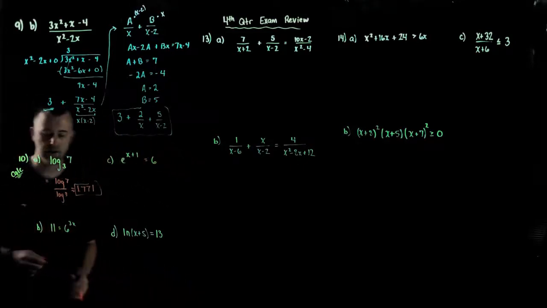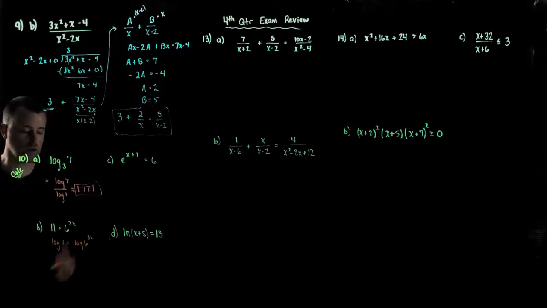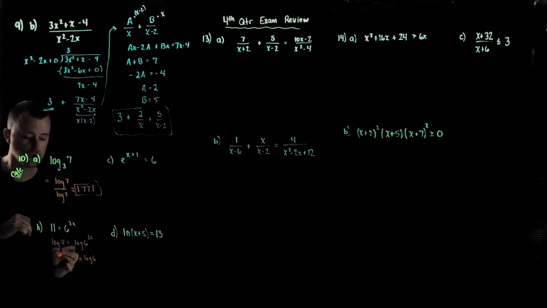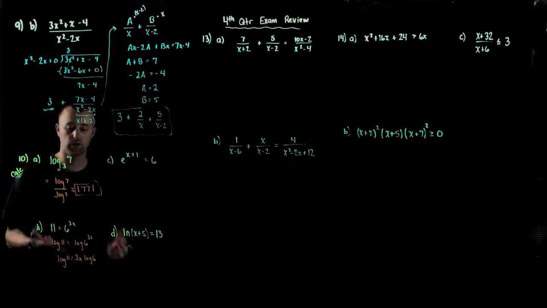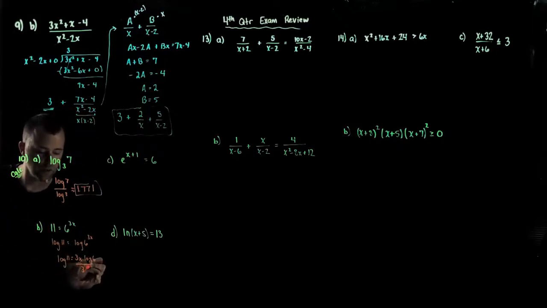Next up, I have 10b. This one I'm going to want to take the log of both sides. So I have log 11 equals log of 6 to the 3x. So here I'm going to pull that 3x out front. So I'm going to have 3x times log 6 equals log 11. And again, our goal at this point is we're just solving this for x. So I'm going to divide both sides by 3 log 6. Again, doing that on both sides.